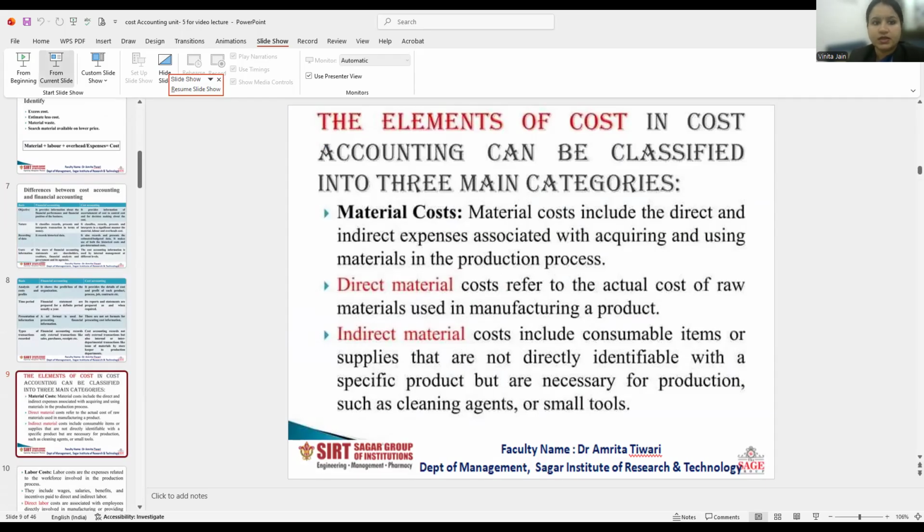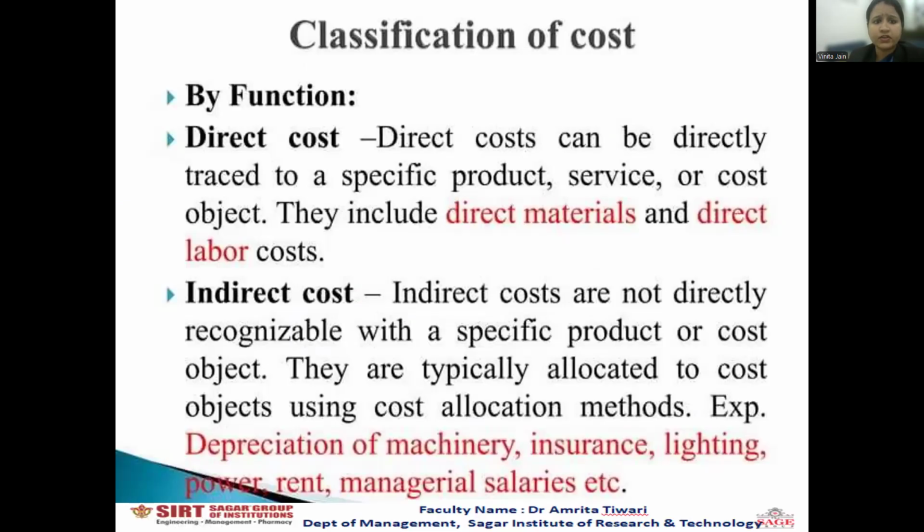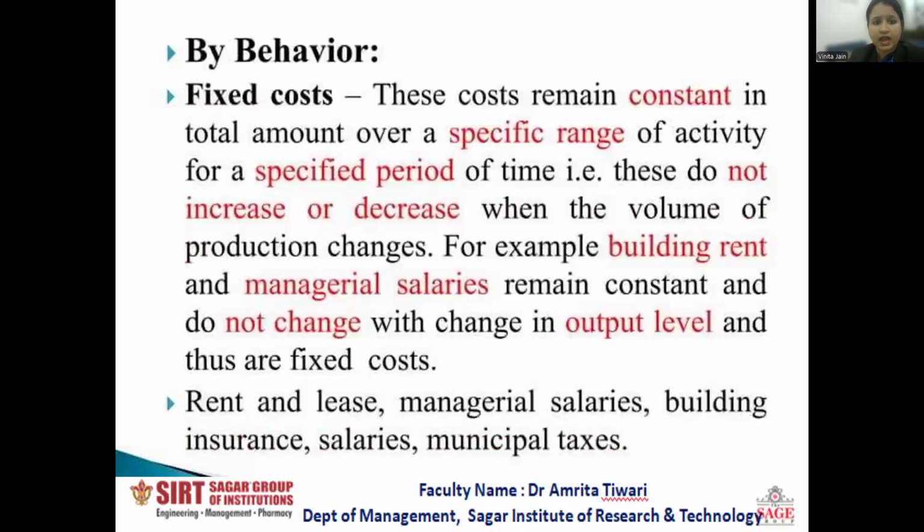Classification of costing is basically by function: direct cost and indirect cost. Direct cost can be directly traced to a specific product, service, or cost object. They include direct material and direct labor cost. Indirect costs are not directly attributable to a specific product or cost object. They are typically allocated to cost objects using cost allocation methods. Examples: depreciation of machinery, insurance, lighting, power, rent, material, and salaries.